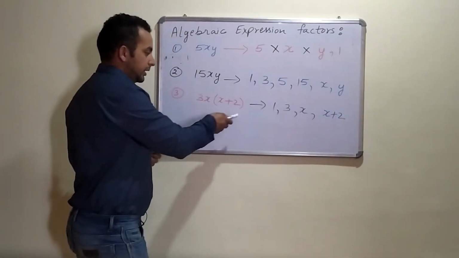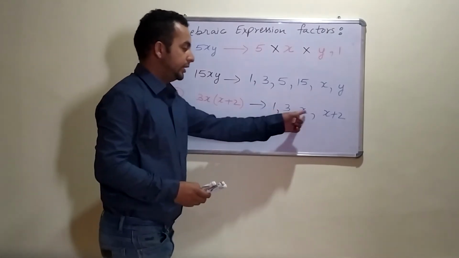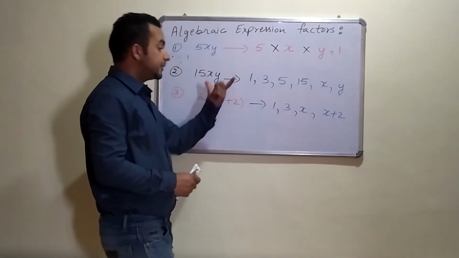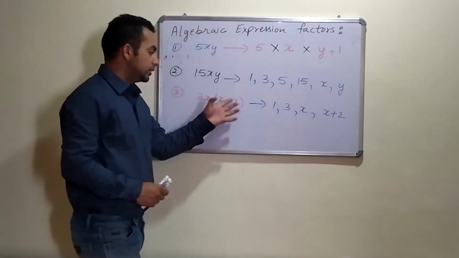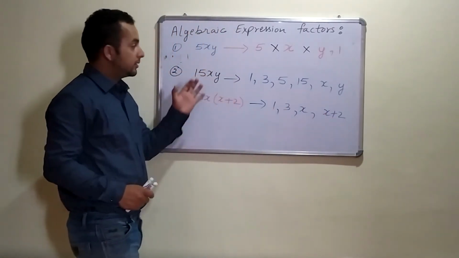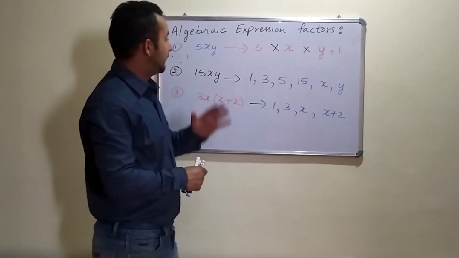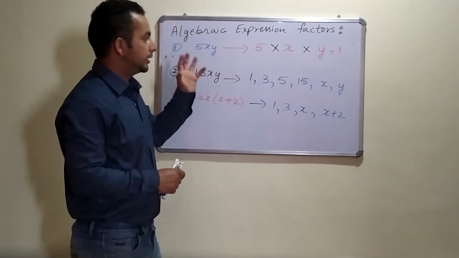Now number 1, number 3 and number x, and x plus 2 is also one factor. So this is how we are going to find out the factors of an algebraic expression.